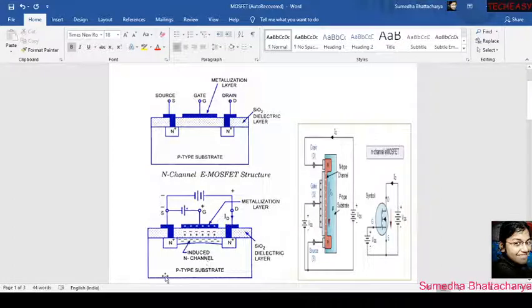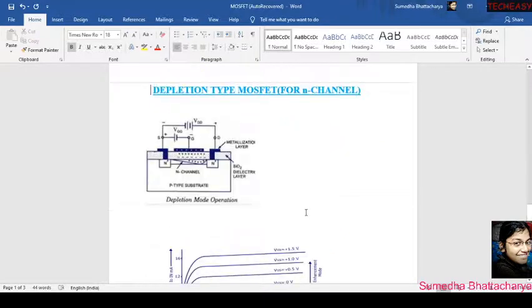see here, this is the enhancement type MOSFET and here we have to create an N channel to pass the current ID from drain to source. This is for enhancement type MOSFET. Now in case of depletion type MOSFET, what we can see is that there is already one channel created between two N wells, right? You can see here already one channel is created between two N wells. So this is the basic difference between enhancement type MOSFET and depletion type MOSFET, right?